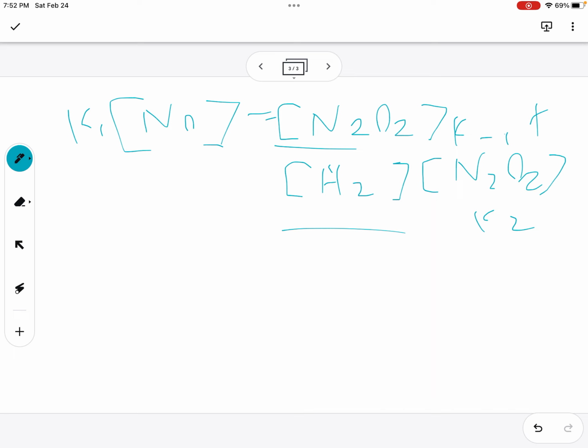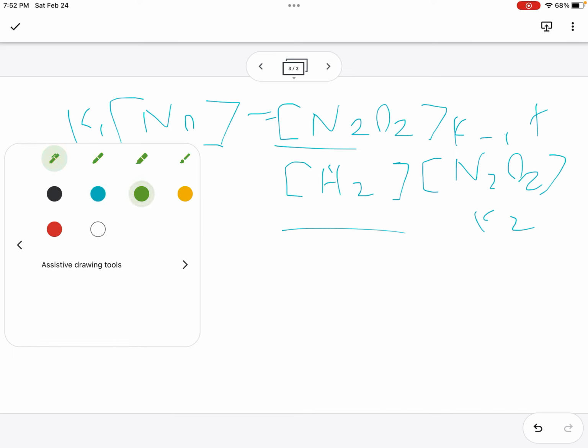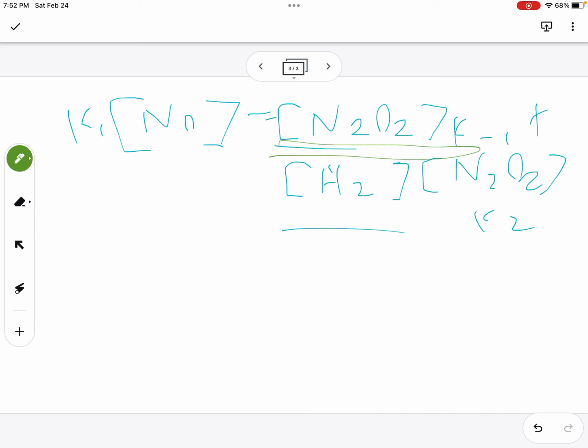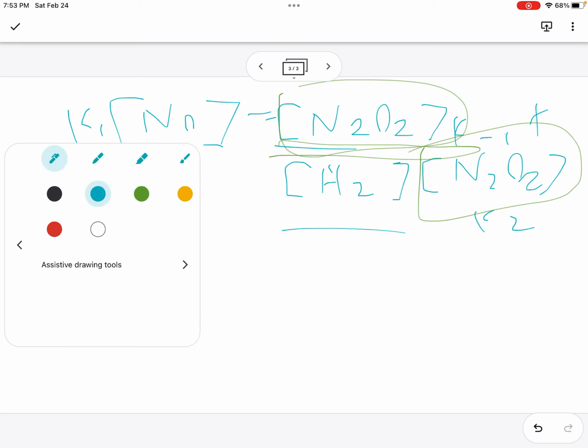All right. Next, always what we want to do in the steady state approximation is isolate for N2O2. So you'll see that N2O2 is common between these 2 terms. Let's factor out an N2O2.